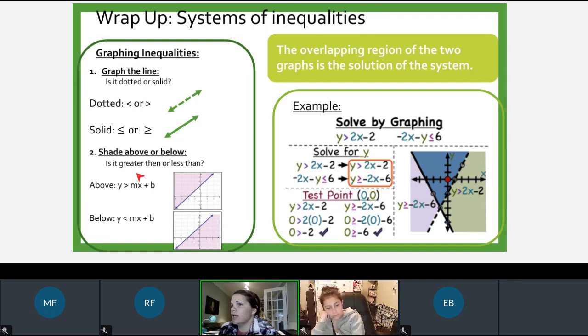Okay, then you're going to shade. Okay, you can use your test point of 0, 0. Over here, I have a little example for you. Okay, so solve by graphing. The first thing, we've got to solve for y. We graph it, use our test point, and then this blue area would be your shaded zone, your solution area. Okay, so take a picture of that if you need it.